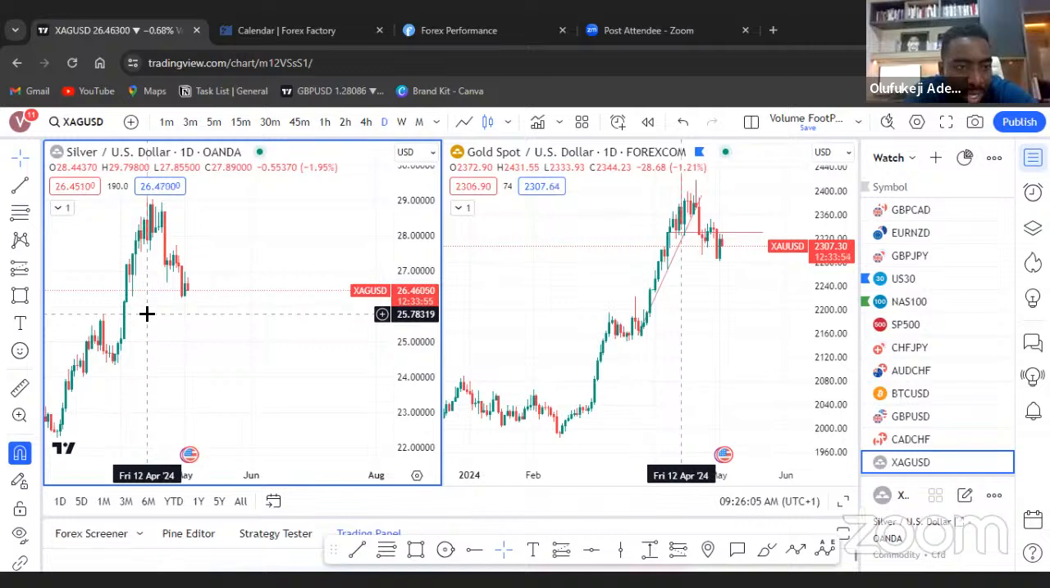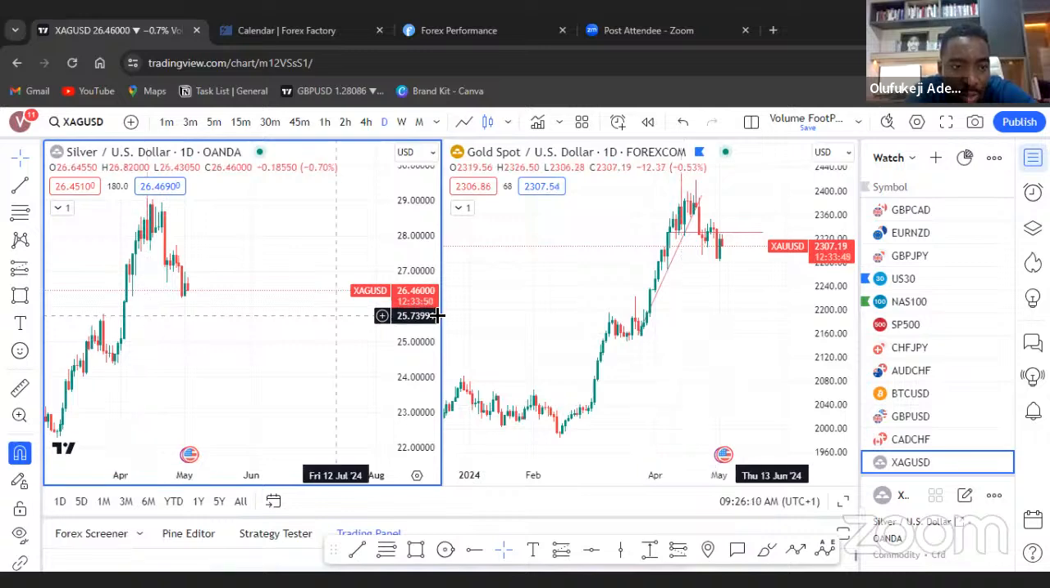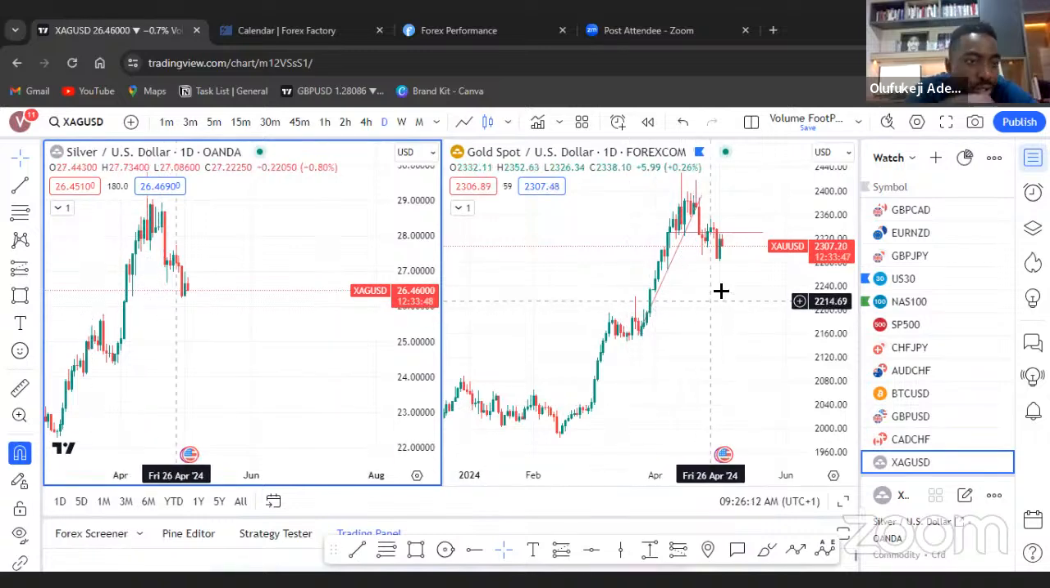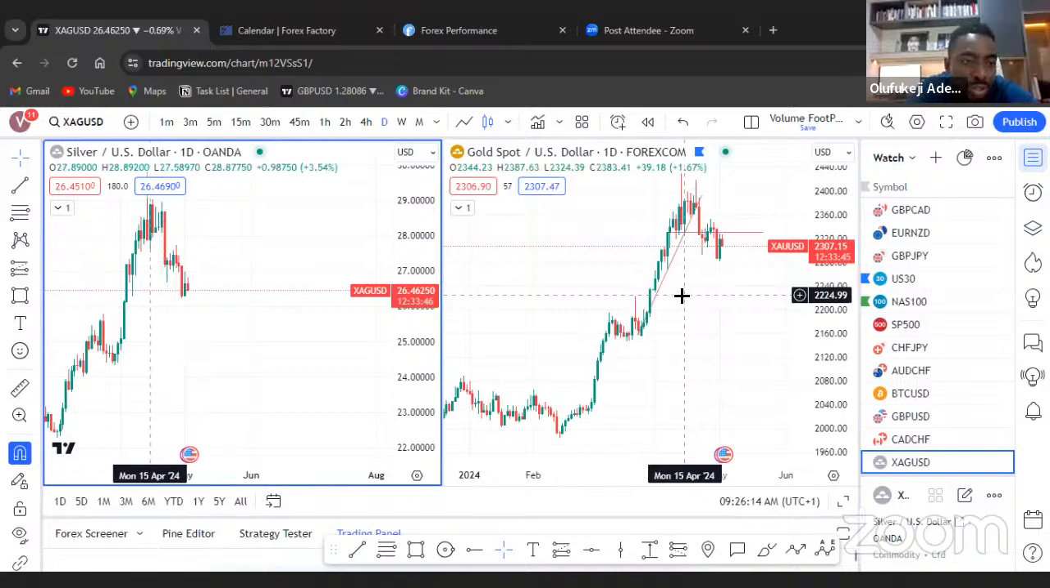So you see what's happening now. Silver has formed a lower low on the daily. Gold too formed a lower low on the daily. So we can use this as confirmation.